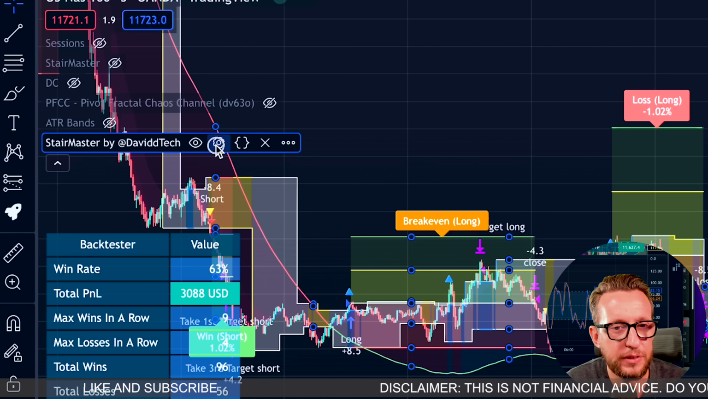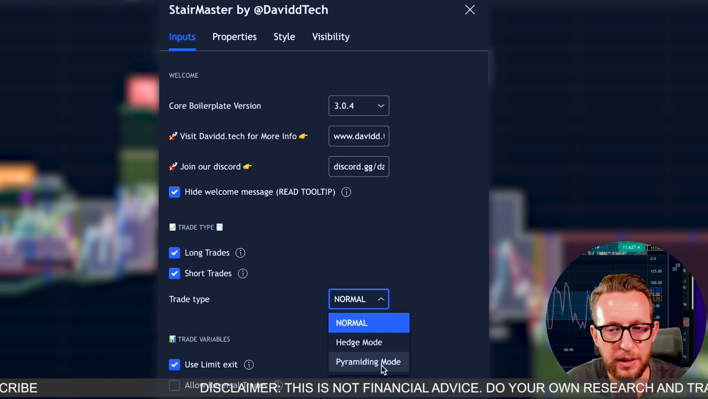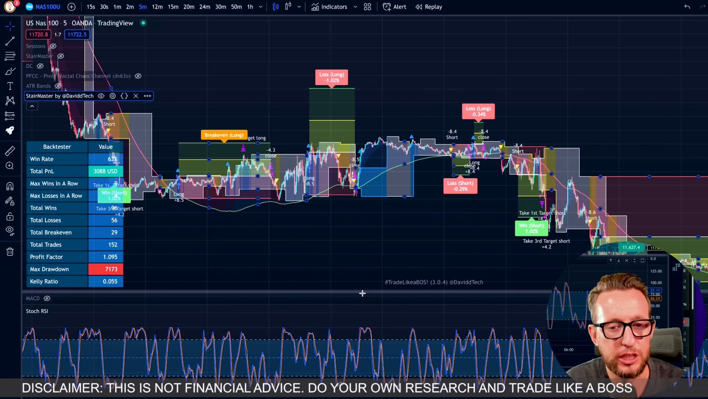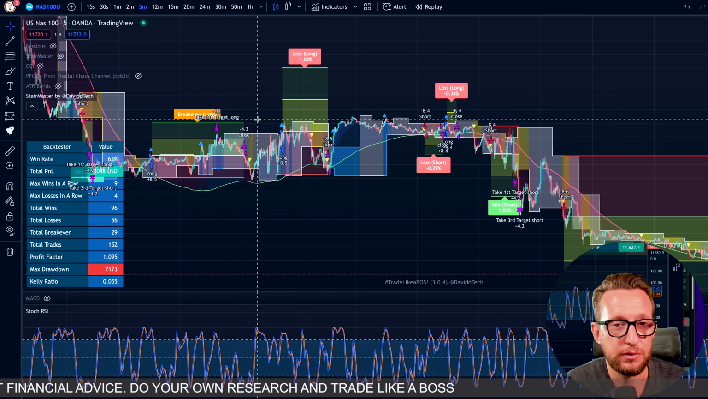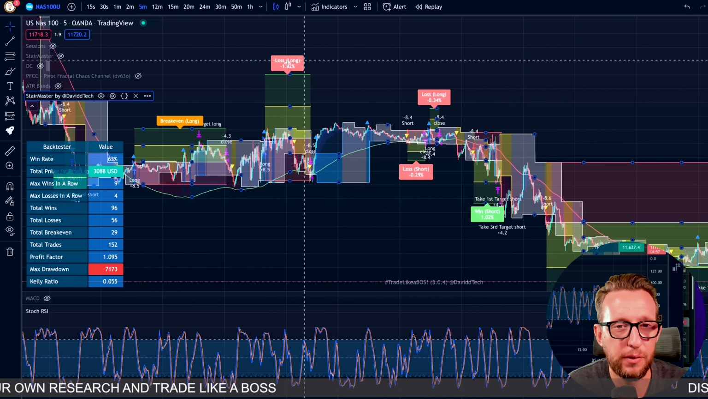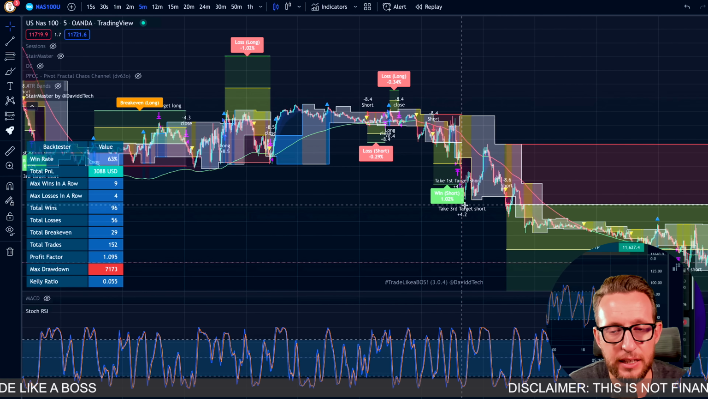You can also obviously take all of the trading opportunities by changing this to pyramiding mode. We will backtest that in a minute. That will also help us to check for overfitting. So let's go through some of these results here. As you can see, we have a couple of losses in a row, some wins in a row, but they all get entered in exactly where they should do.